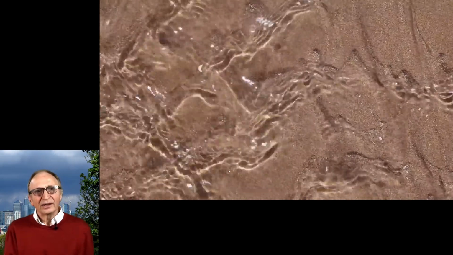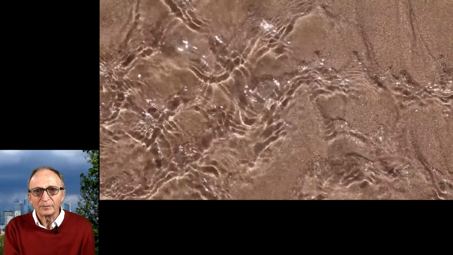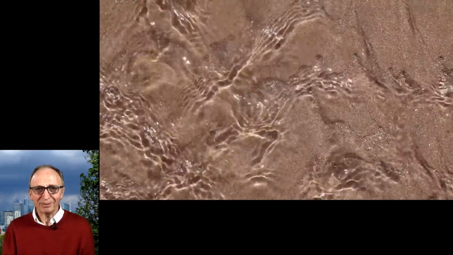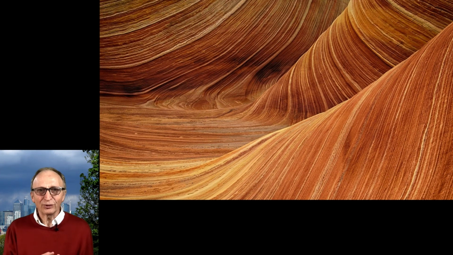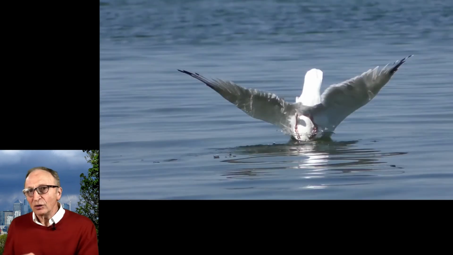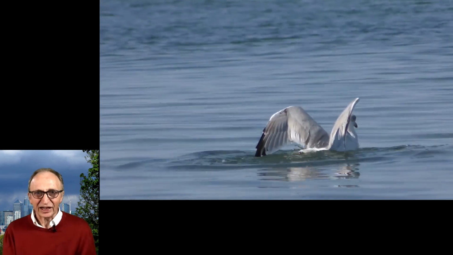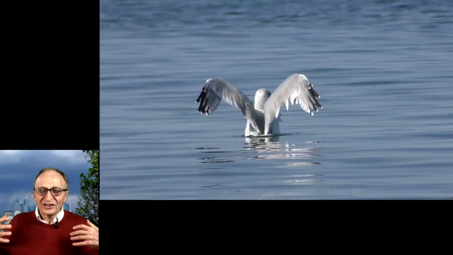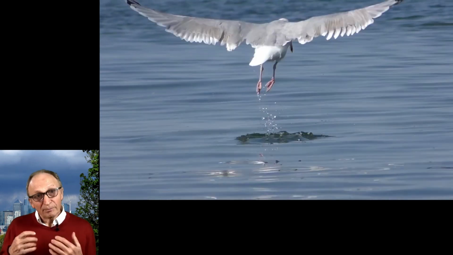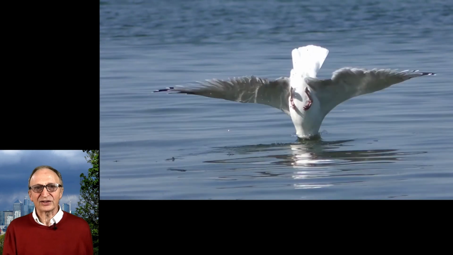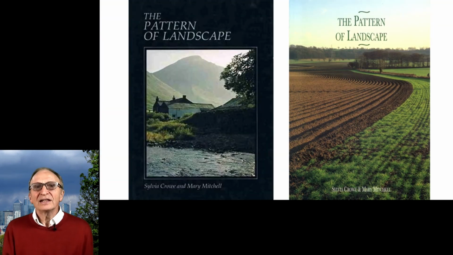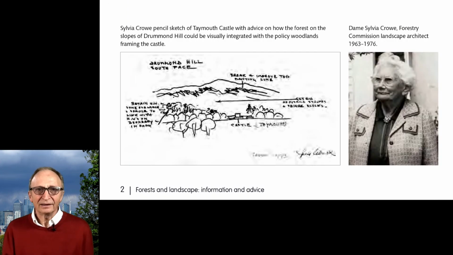Some of these patterns can be seen with the human eye at ground level. We love to gaze at the sand patterns on a beach, or the patterns formed by rocks. Figure 14. Seabirds, though all have the optical capacity to detect such patterns, will only see patterns if they're important to their feeding or breeding habits. Sylvia Crow wrote about visible landscape patterns as seen by humans in The Pattern of Landscape, a 1988 book.